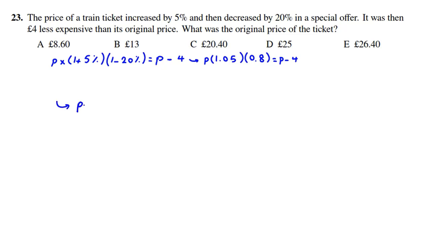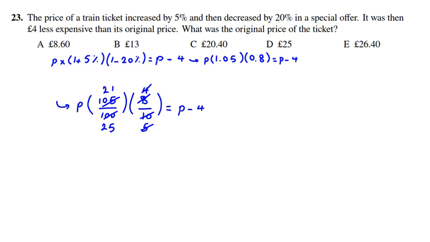We say it's p times 105 over 100, because we have two decimal digits after the decimal point, we divide by 100. The next one is 8 over 10 equal to p minus 4. Then if you divide by 2 here, it will be 5, it will be 4. If you divide by 4, it will be 25. If you divide by 5, it will be 2, 1. Okay, so 21p over 25 equal to p minus 4.